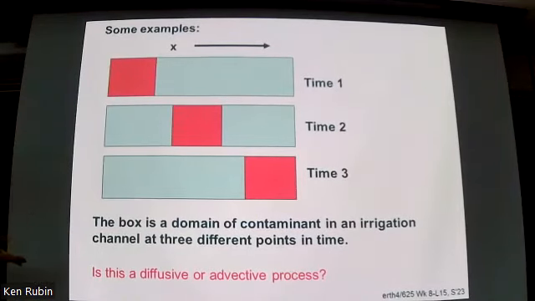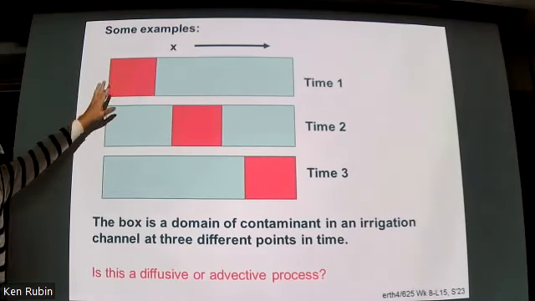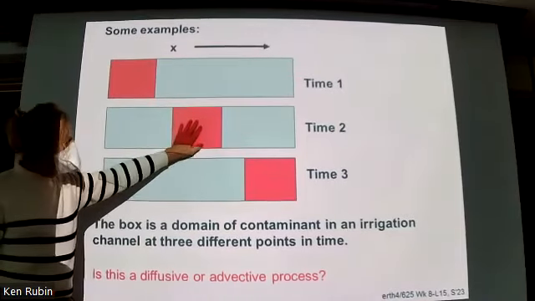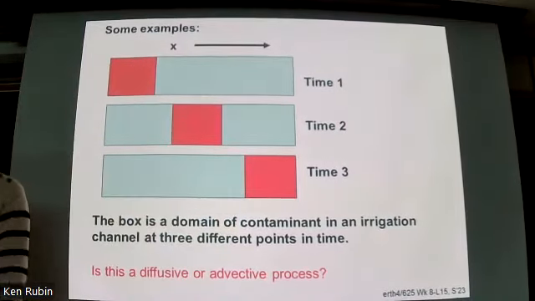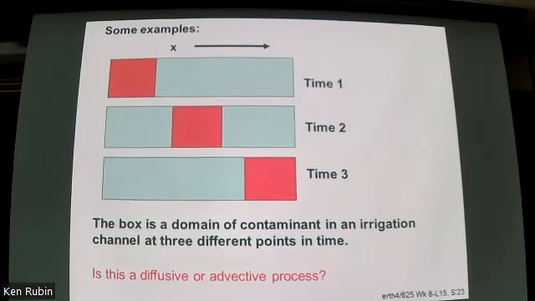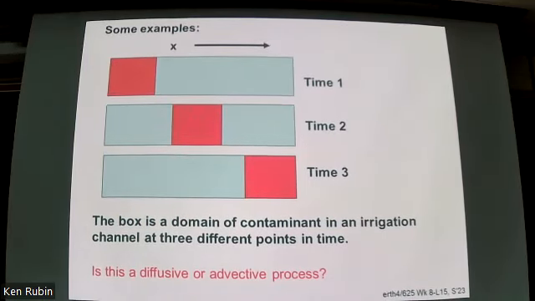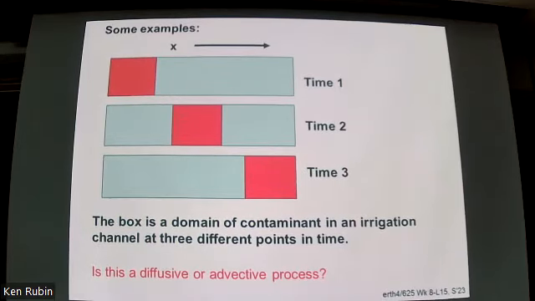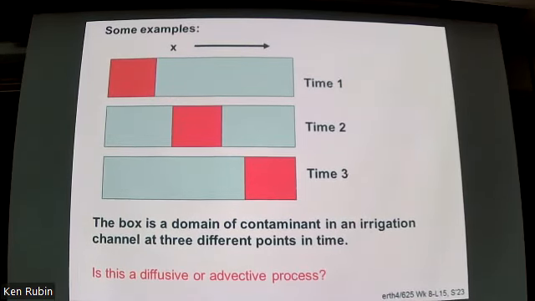So I have some examples here just to kind of think about these processes of diffusion and advection. This is a scenario where we're looking down on a box. It's like a river, and we've got a slug of composition. First it's here at one time, then later that slug of composition is down here, and then it's down there. So what do you guys think? Is that diffusion or is that advection?